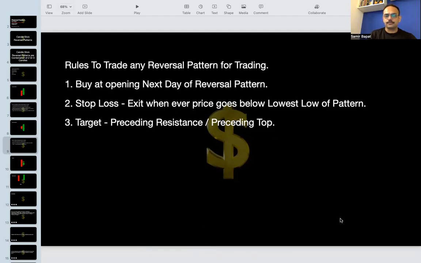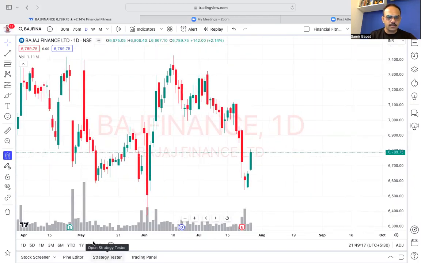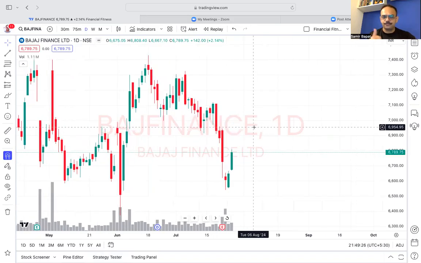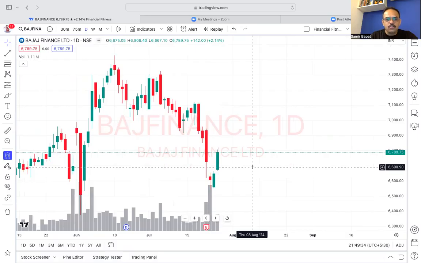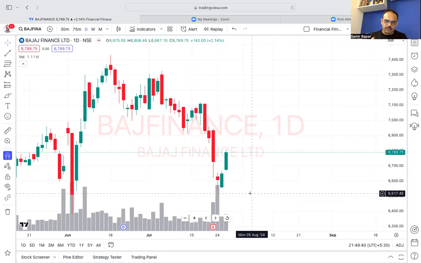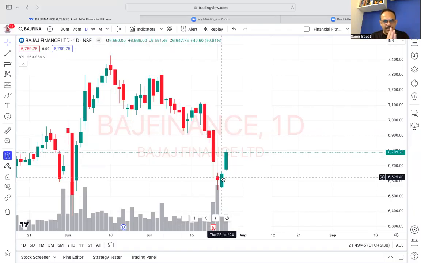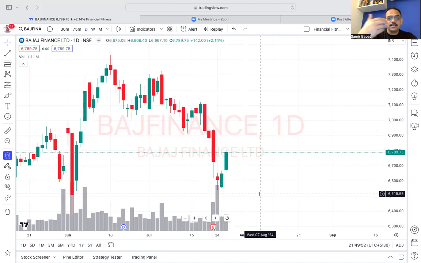Now, this is Bajaj Finance. You can see the chart of Bajaj Finance in front of you. If we look here, we have a bullish engulfing, right? The red body is engulfed by the green body. So, bullish engulfing. Good, we got this pair. We got a reversal pattern, but we have to check the conditions.